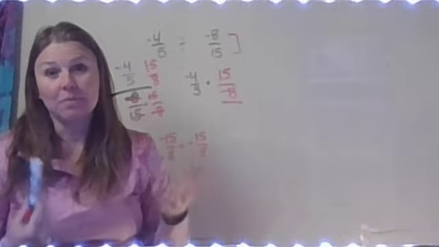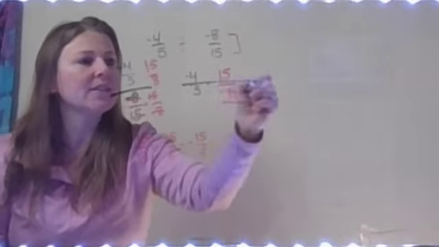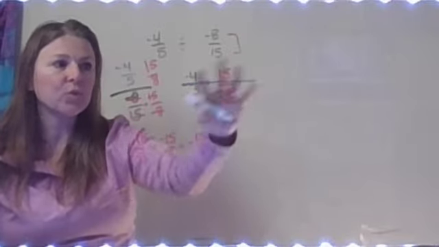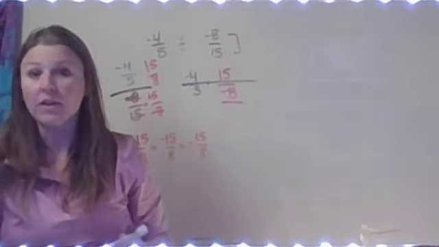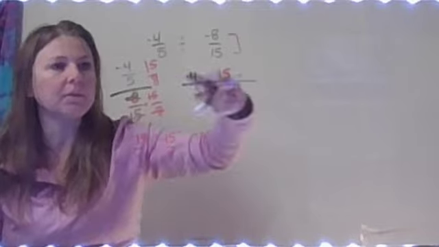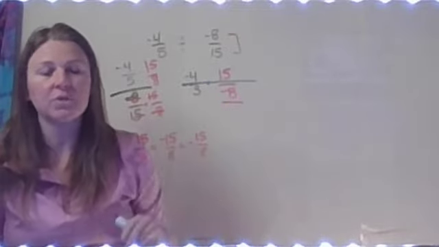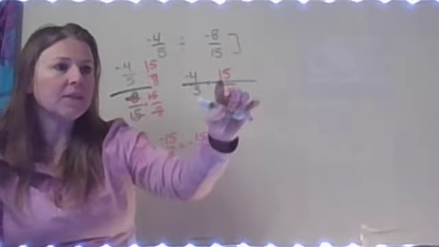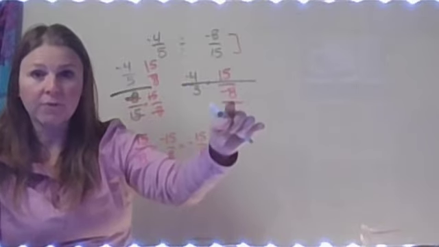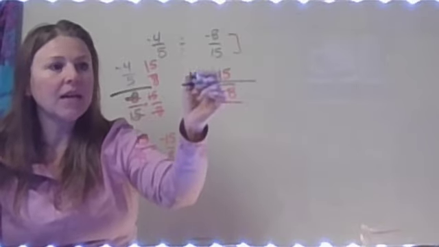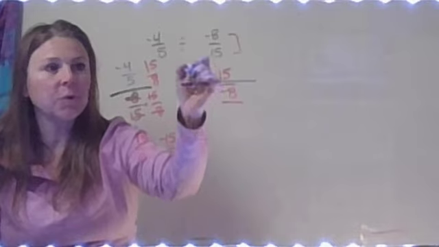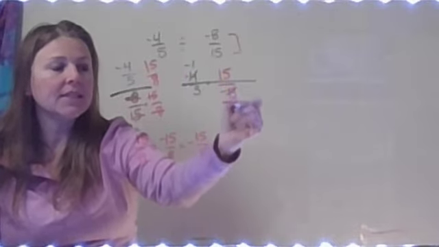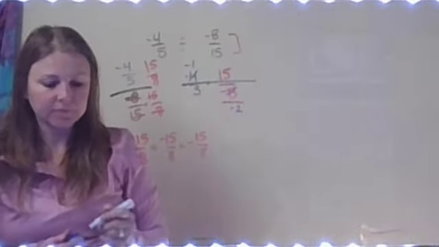Now, in my brain, it's a lot easier, instead of doing 4 times 15, to reduce before we start multiplying. You don't have to do it that way. You could totally multiply across right now and then reduce second. But for me, I'm noticing that 4 and 8, they both have a 4 in common. So you can take a 4 out of that. This -4 will become a -1. And this -8 will become a -2.